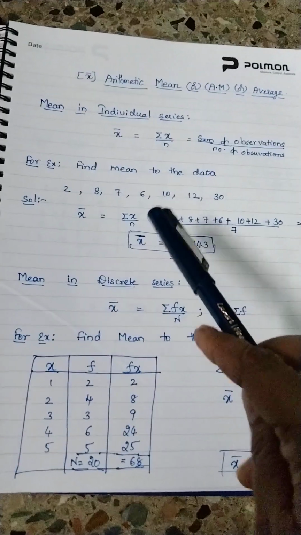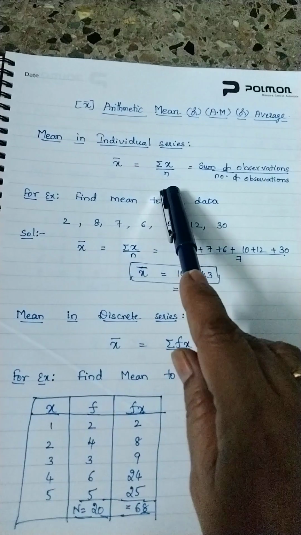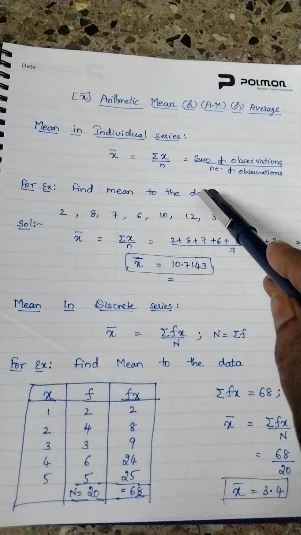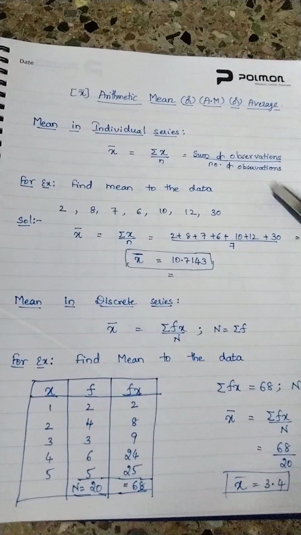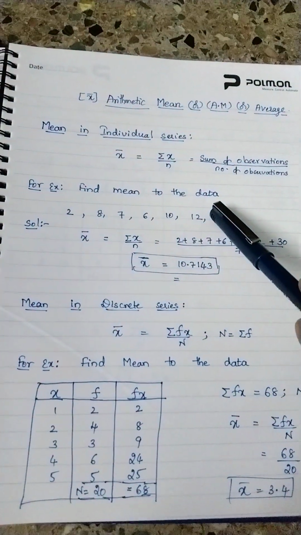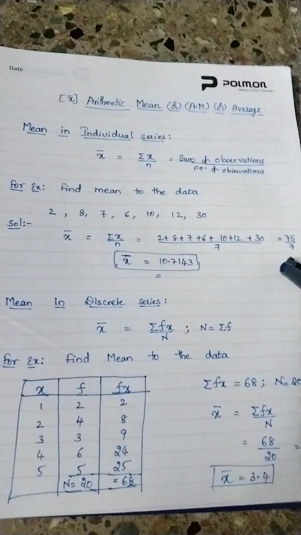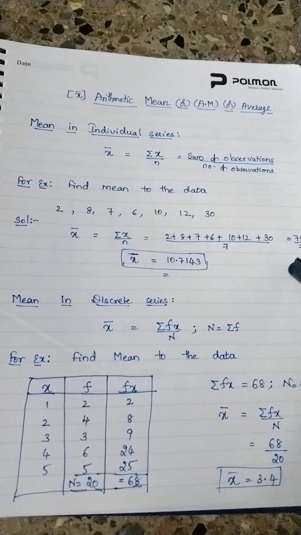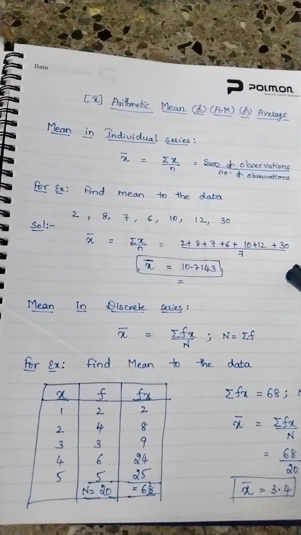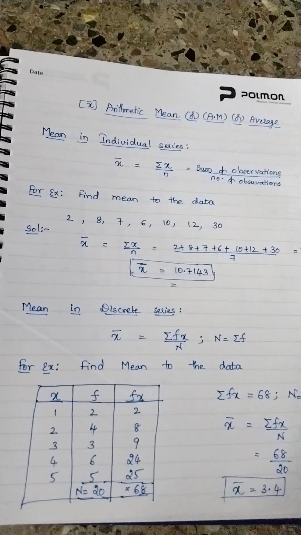So, mean in individual series. The formula you already know: x bar is equal to summation x by n, where summation x is nothing but the sum of all the observations, by n, the number of observations. For example, find the mean of the data. What is meant by data? Data is nothing but a group of observations. Here they have given ungrouped data, which is also called an individual series.